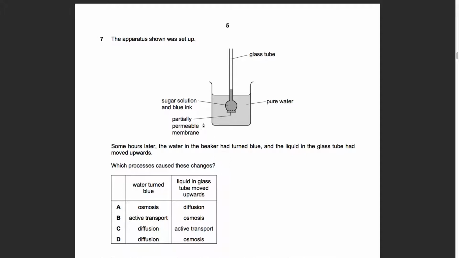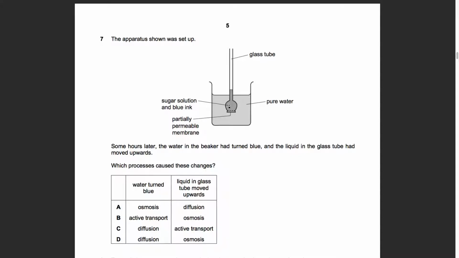So just take your time to work through what's going on. Pure water in the beaker. And then you've got a glass tube, and at the end of the glass tube is sort of a bulb-like terminal to it. We've got a sugar solution with blue ink, and there's a partially permeable membrane here at the base of the glass tube. It says, some hours later, the water in the beaker had turned blue. So this water here had turned blue, and the liquid in the glass tube had moved upwards. So it's actually higher up in the glass tube. Which process caused these changes?